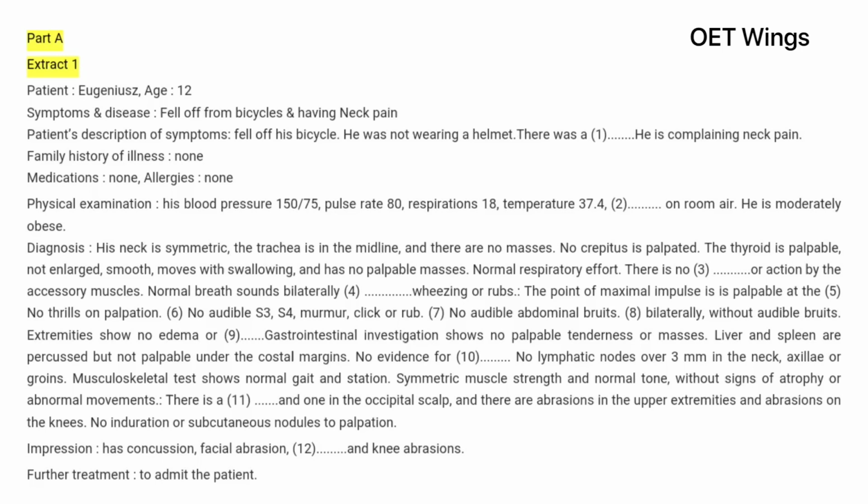Gastrointestinal investigation shows no palpable tenderness or masses. Liver and spleen are percussed, but not palpable under the costal margins. No evidence for umbilical or groin hernia. No lymphatic nodes over 3 mm in the neck, axilla, or groins. Musculoskeletal test shows normal gait and station, symmetric muscle strength and normal tone without signs of atrophy or abnormal movements. There is a hematoma in the forehead and one in the occipital scalp, and there are abrasions in the upper extremities and abrasions on the knees. No induration or subcutaneous nodules to palpation.